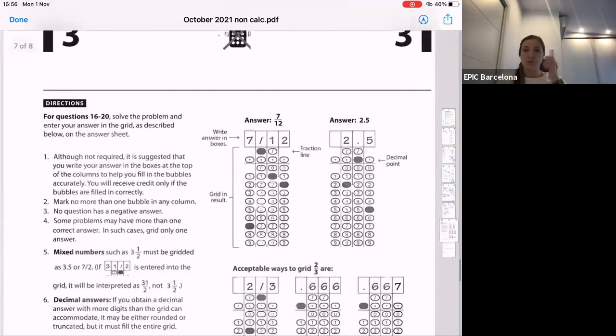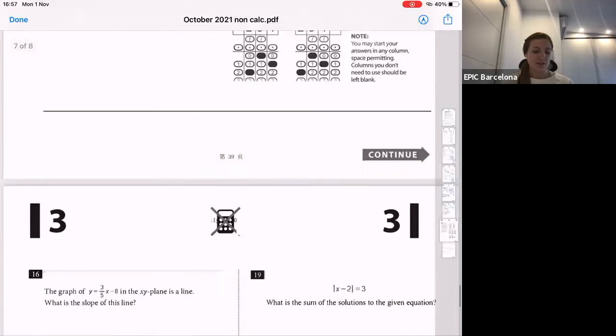Okay, now we're into the grid-in section. So in the grid-in section, you come up with your own answers. Hint: if you ever get a negative answer in the grid-in section, it's definitely incorrect.